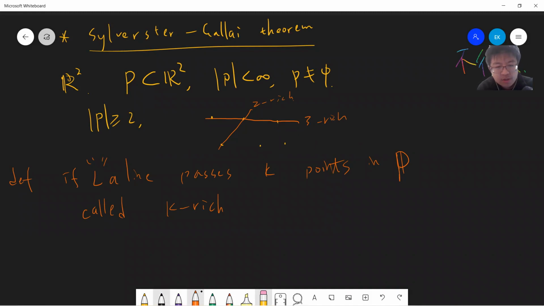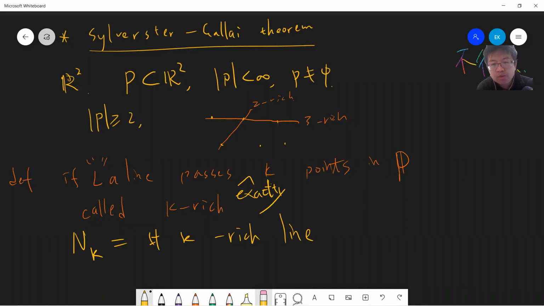Okay, so this is the situation. The result: we denote n_k to be the number of k-rich lines, meaning lines with exactly k points. If this line is 3-rich, then it cannot be 2-rich. So n_k is the number of k-rich lines.